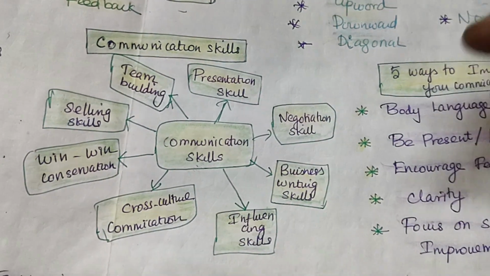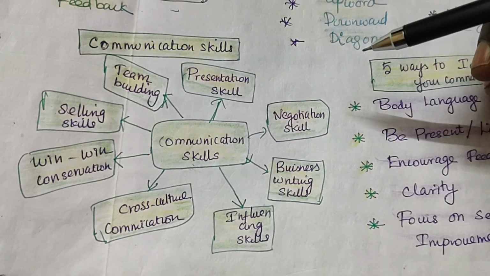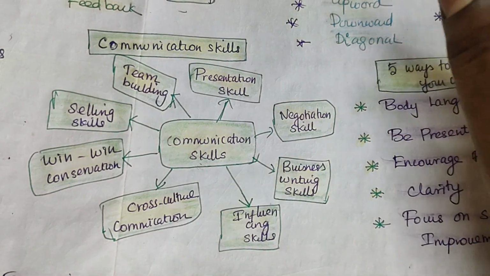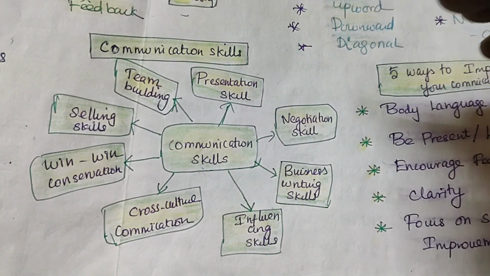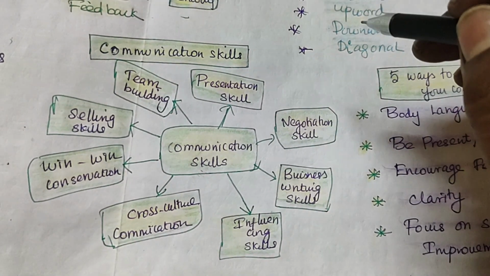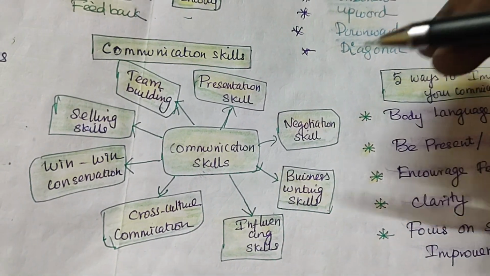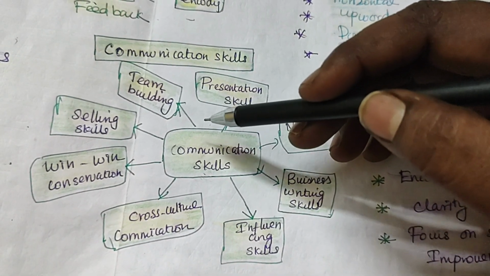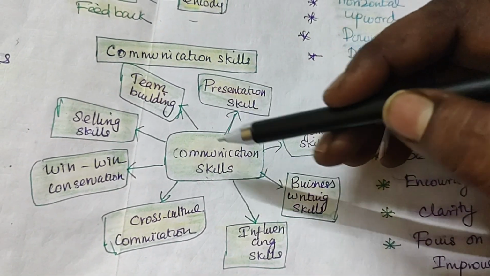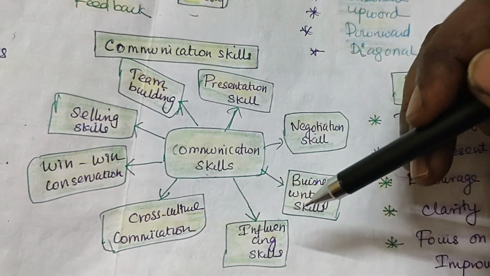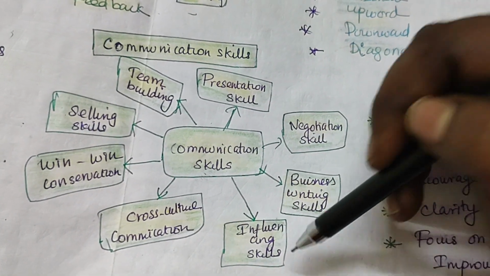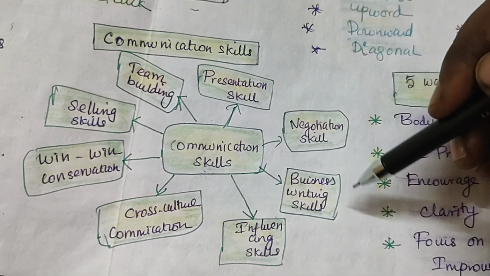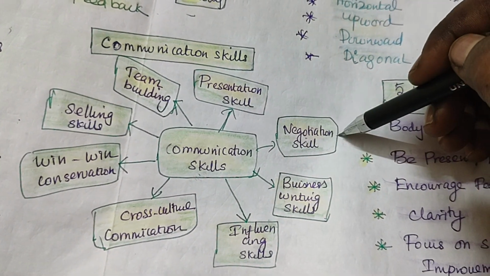What skills are needed for communication? I told you at the beginning of the class, 30% knowledge is more than enough, and 70% you should develop communication skill. The first important skill is presentation skill, then team building skill, how to build the team. You should be a good listener. Selling skill, win-win conversation skill, cross-cultural communication skill, influencing skill. You should be able to influence others. The leaders can influence. Business writing skills and negotiation skill.